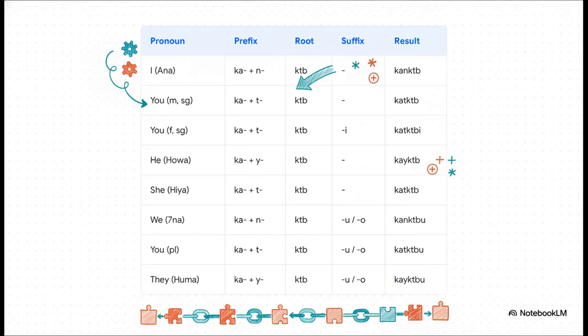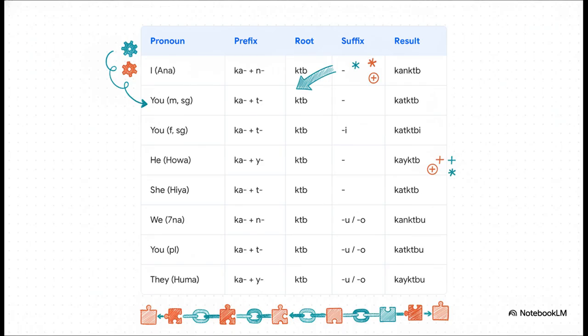So let's start with I, or Ana. We add the prefix ka, and we get Kankteb. Simple. For you masculine, the prefix just changes to kat, which gives us Katkteb. Now, for you feminine, things get a little more interesting. We use that same kat prefix, but then we add an I suffix to the end, so it becomes Katktebi. Are you seeing the pattern here? For he, or huwa, it's kay at the beginning, Kaykteb. And then for the last 3, that's we, you plural, and they, all get that oo or o sound tacked on as a suffix at the end.